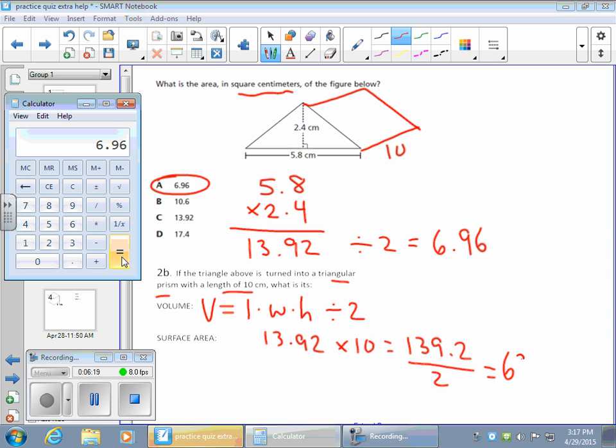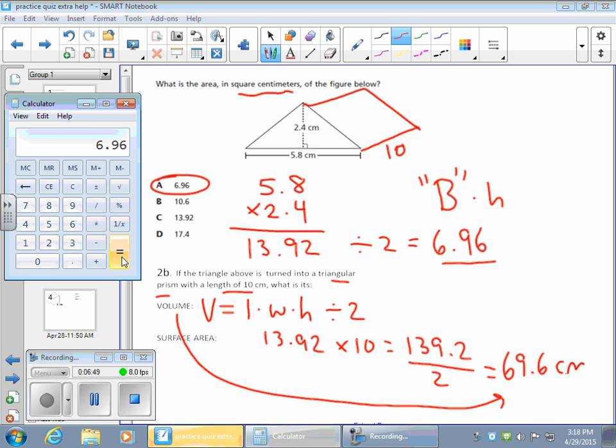And I hate to tell you, but I can do this in my head. 69.6, which, if you notice, is the same as the other answer with the decimal moved over once. Because after all, this is the area of the triangle, otherwise known as big B. And to get volume, it's big B times height. So 6.96 times 10 is 69.6. So the volume is 69.6 centimeters cubed because it's volume.